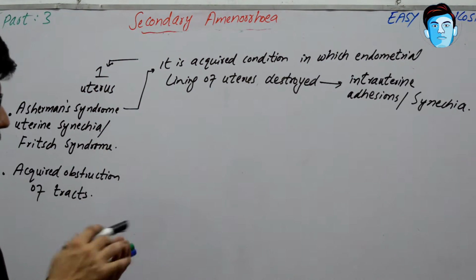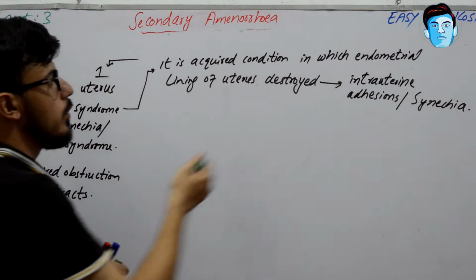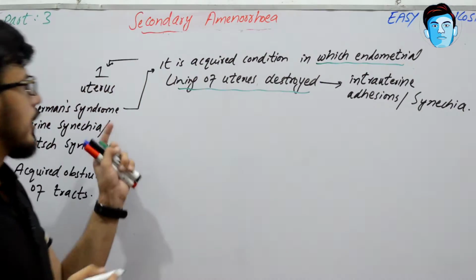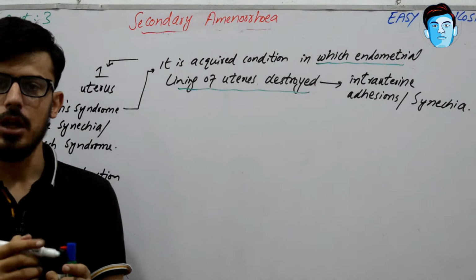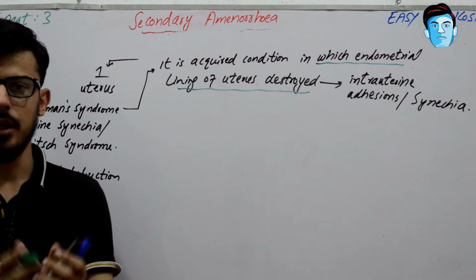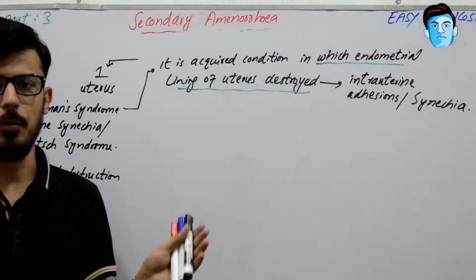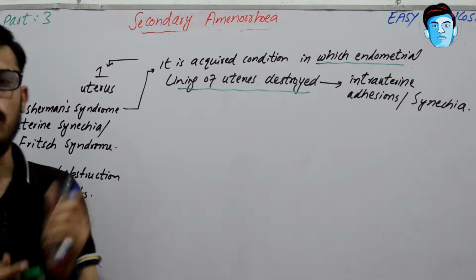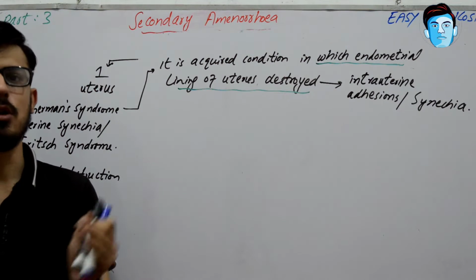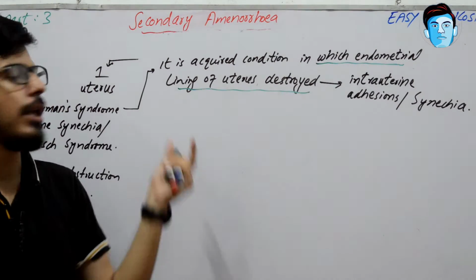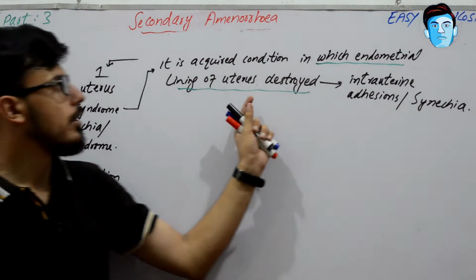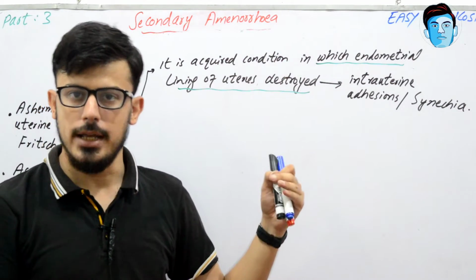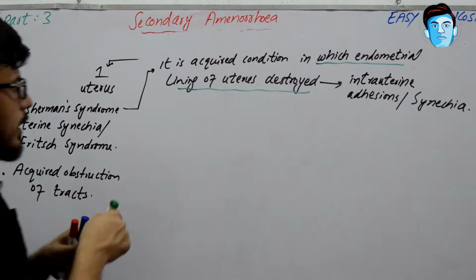So Asherman Syndrome is an acquired condition in which the endometrial lining of the uterus is destroyed. The endometrial layer is injured. As you know, the uterus consists of 3 layers: perimetrium, myometrium and endometrium. In certain cases it is documented that myometrial involvement can occur in this condition, but it is very rare. Usually the endometrial layer is destroyed. As a result of endometrial layer destruction, there is formation of intrauterine adhesions, which is also called a synechia.